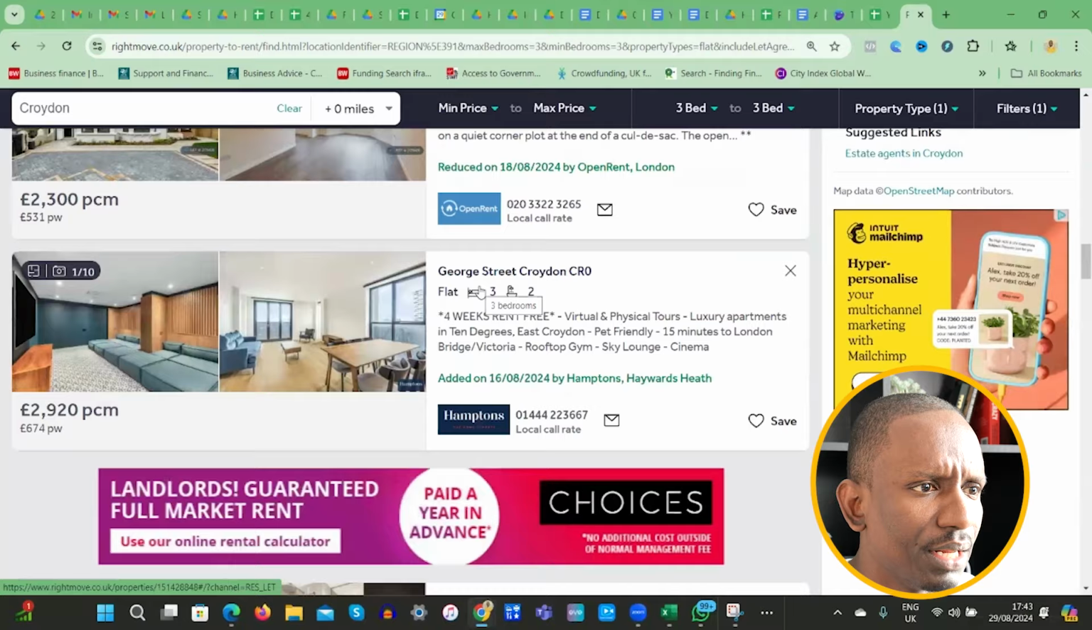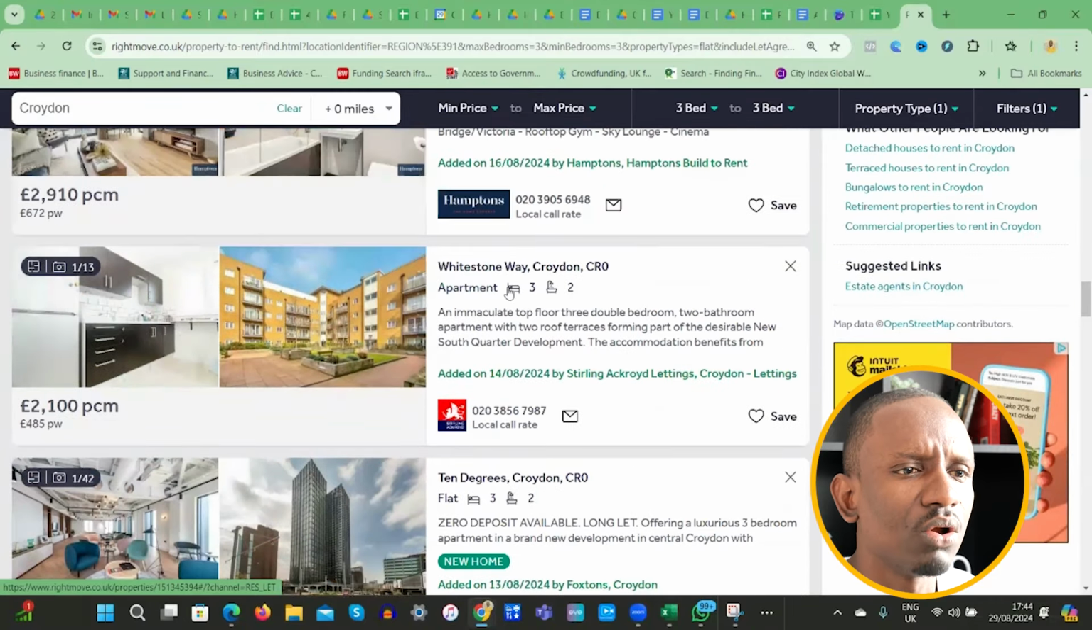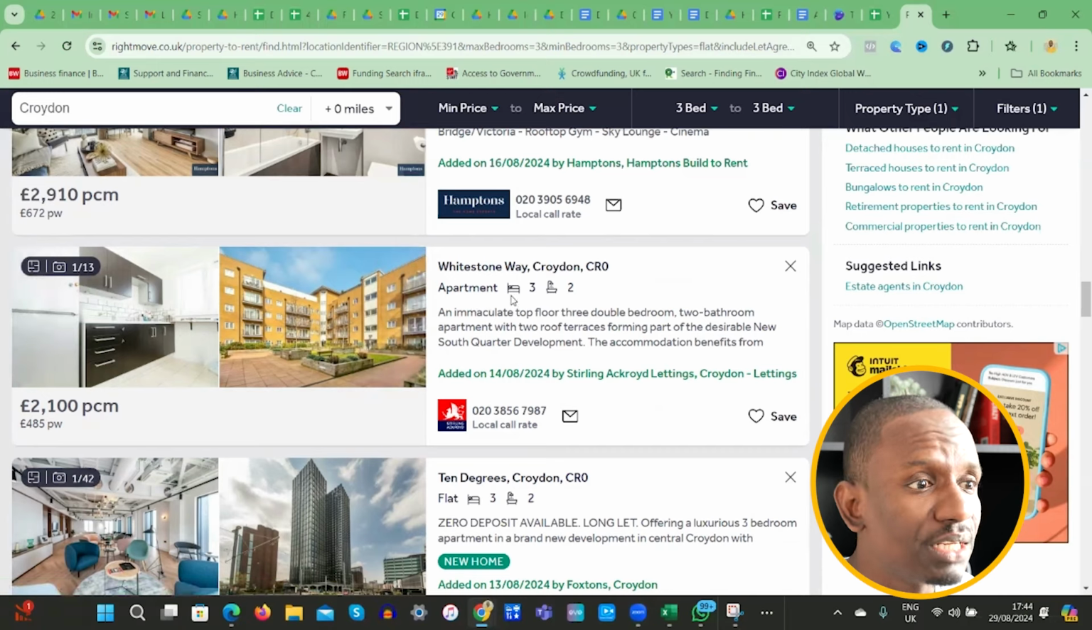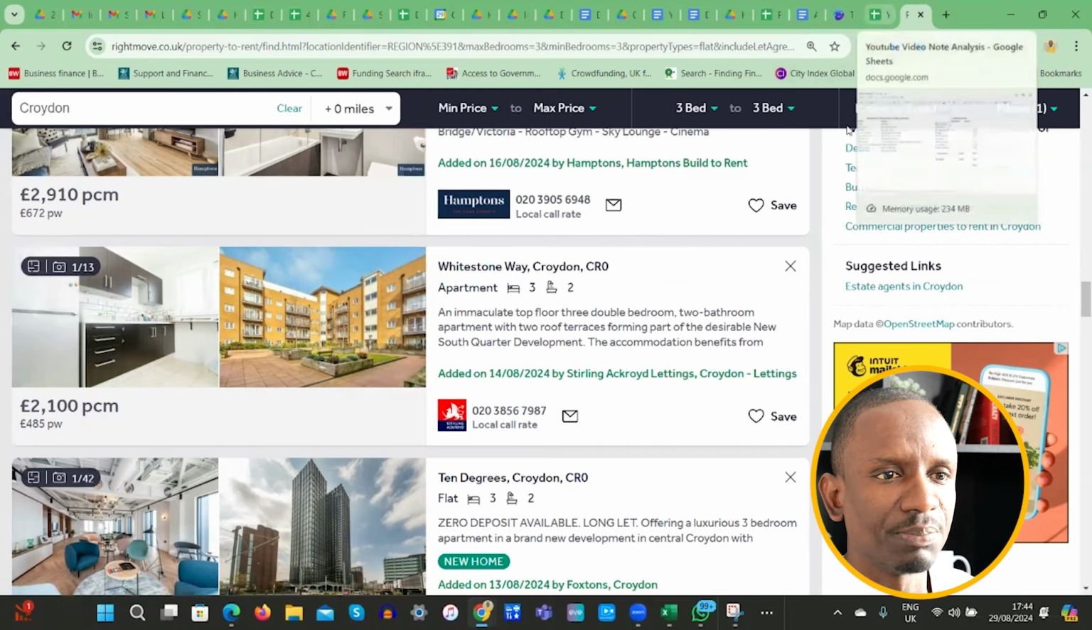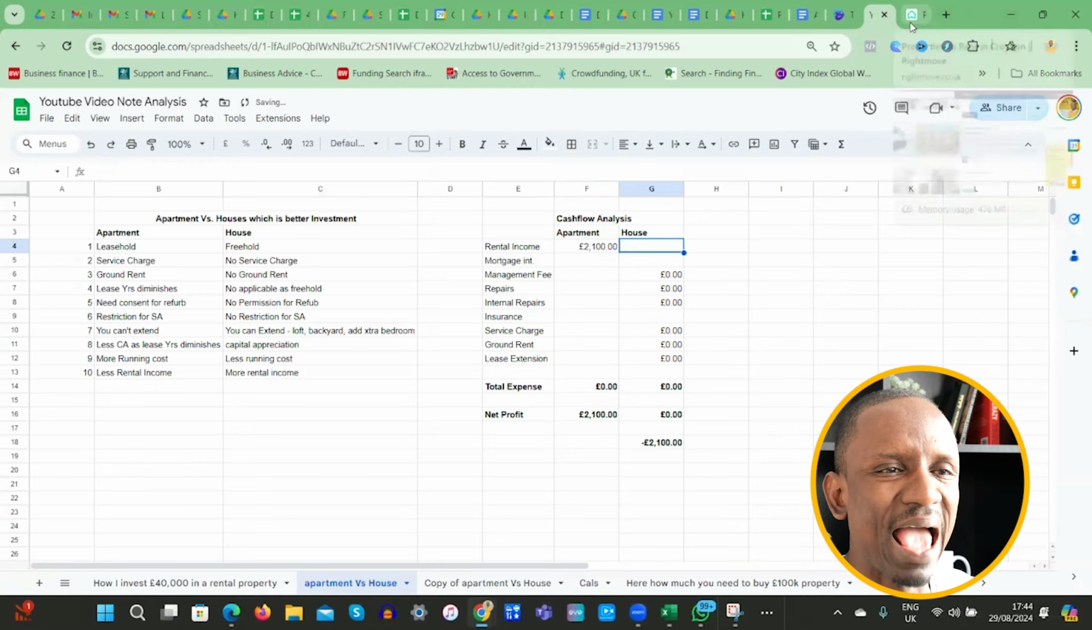So we keep going here. We keep going. This one. This is what lots of people will kind of rent. Let's say we're going to go for this one. So this one is renting currently in Croydon for £2,100. So let's put £2,100, okay? Now we're going to look for houses.